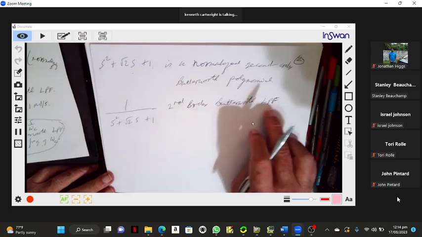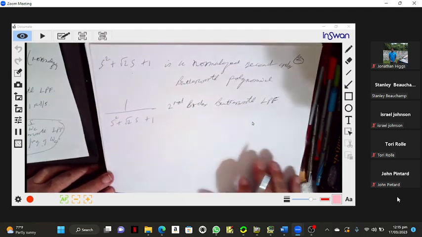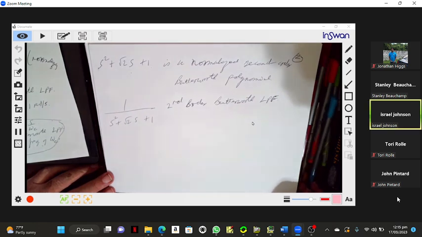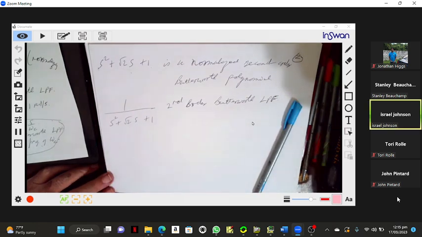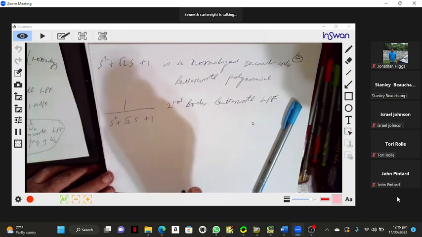Second order Butterworth low pass filter with what cutoff frequency? Would that be double the omega C? Double the omega C? What does that mean? The cutoff frequency is double the omega C? The cutoff frequency is double the cutoff frequency? Does that make sense, Mr. Johnson?